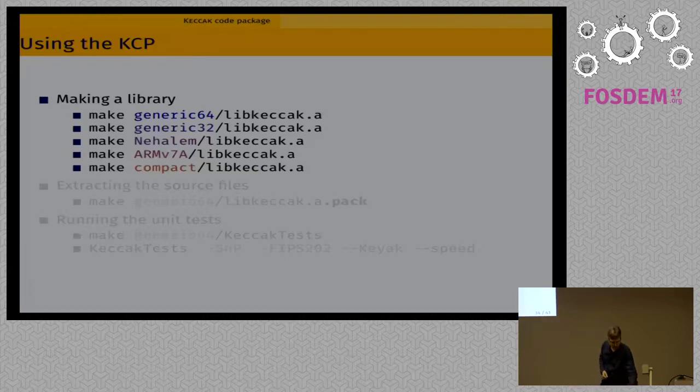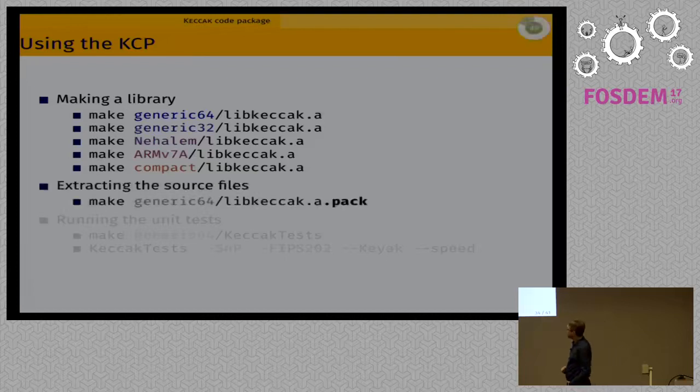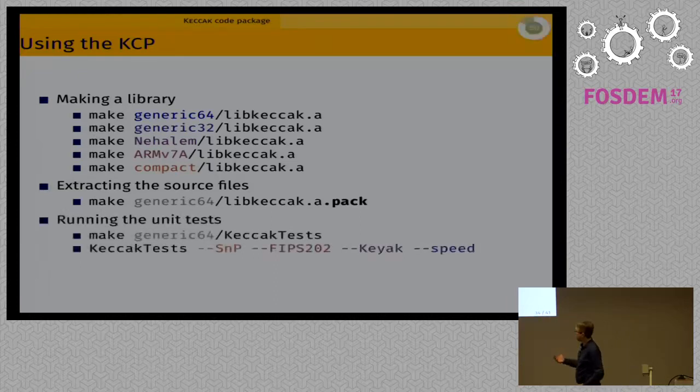If you don't want to have a library, just want to have the source files and integrate them into your project, you just do the same but with .pack at the end, and it will create an archive with all the files that you need for a given target. Then there are some more things you can do. It comes with a complete set of unit tests, and you can run these unit tests with KeccakTests. You can say, I want this or that test. I want to have some speed measurements. You can do that from the command line. And of course, you can extend that in any way you wish.